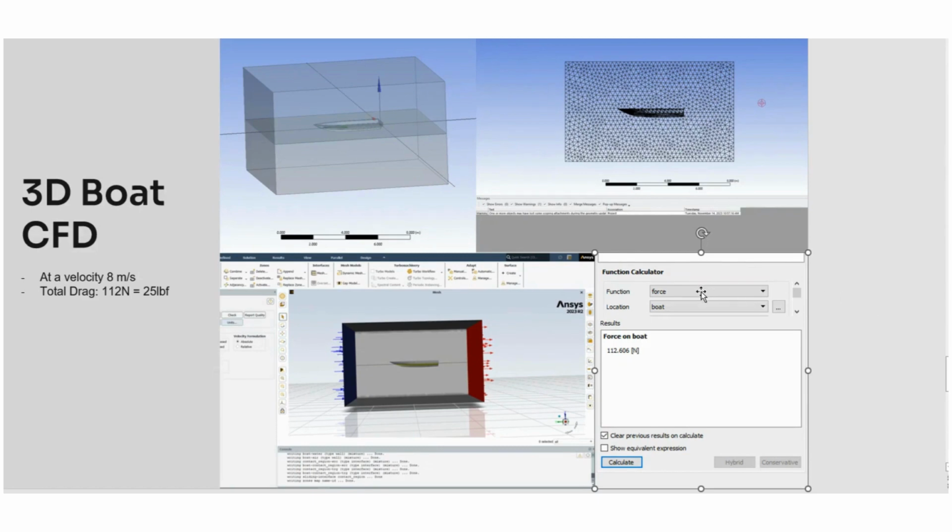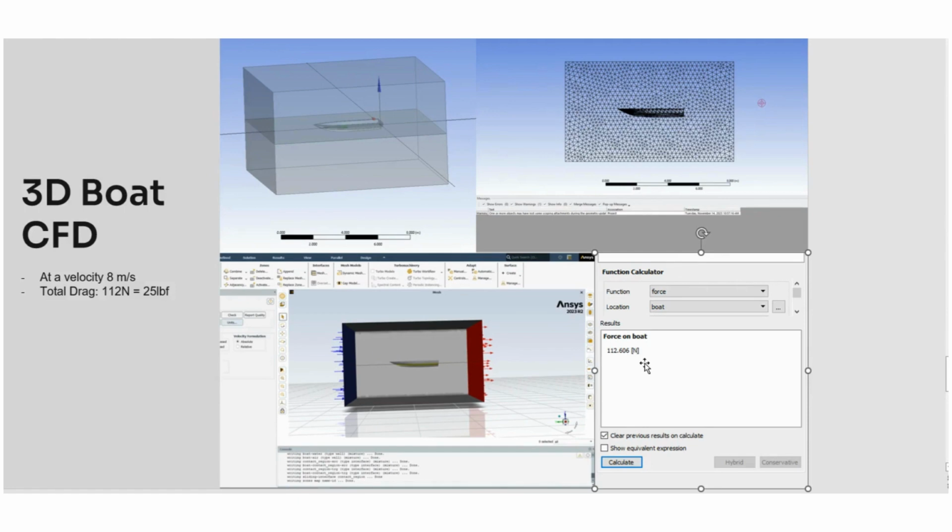Here, we're able to choose that we want to see the forces on the boat and even pick a specific direction. With this, we were able to find that the force on the boat, the drag force, as simulated by the computer, is 112 newtons. This comes out to roughly 25 pounds of force.